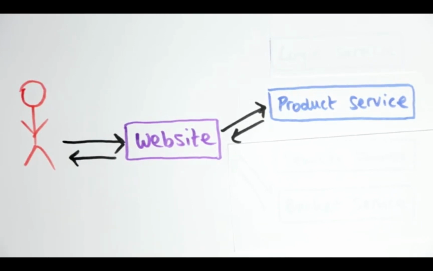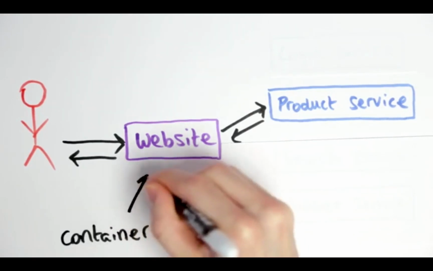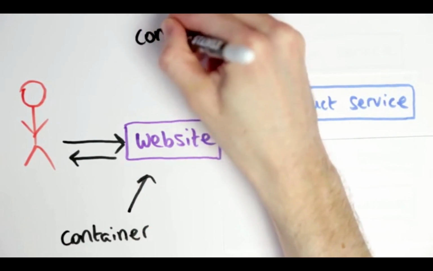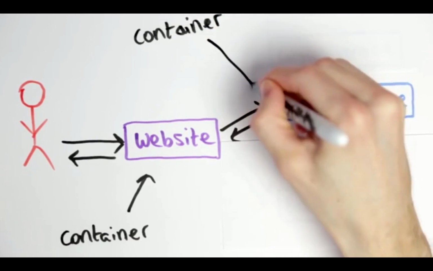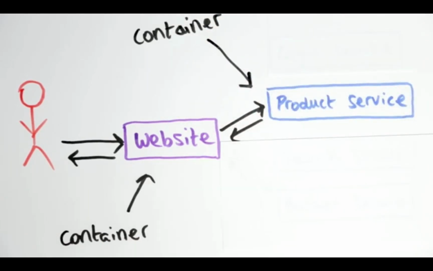Something I touched on at the end of the last video is how you should only have one process per container, so each container should provide a single service. For this, we'll want one container running the website and one container running the product service. These should be independent. This means that they can be written in different languages, but they do need to be able to talk to each other, but we'll get to that bit later.